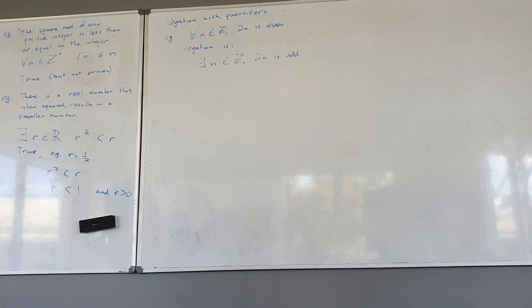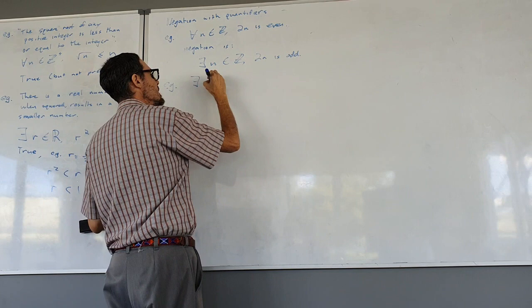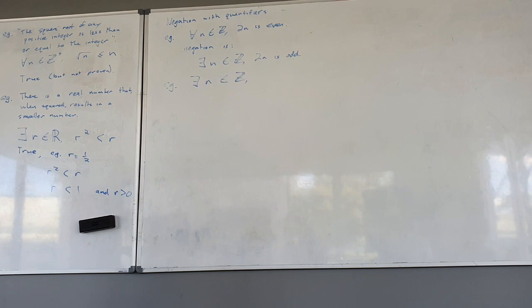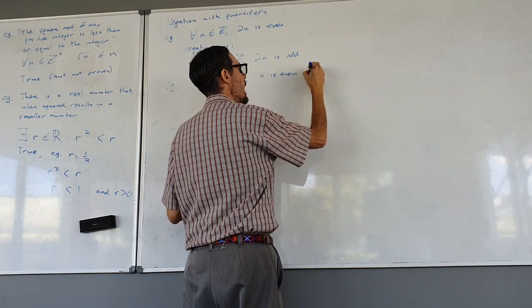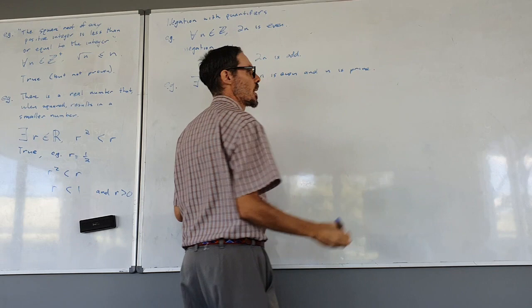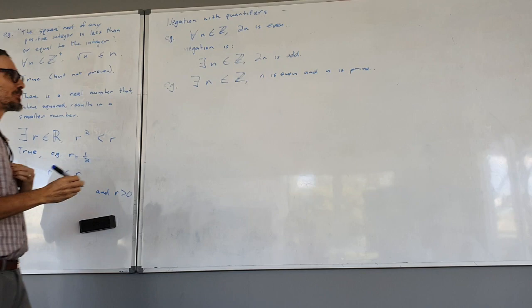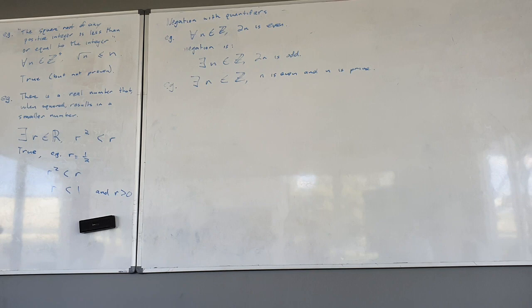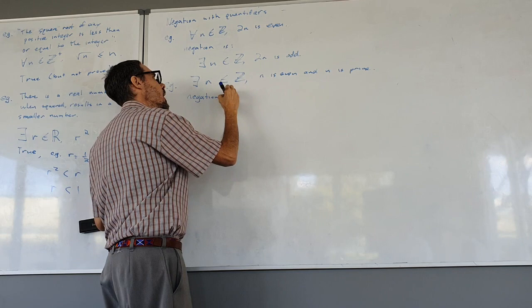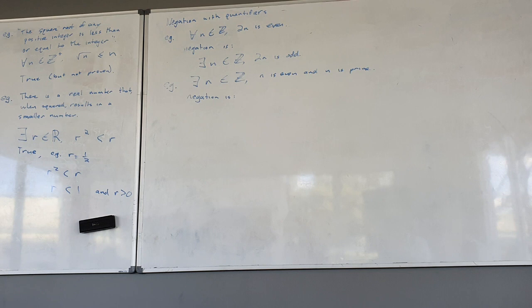Or there is an integer n such that n is even and n is prime. Do we remember what prime means? We did mention it earlier. What's the negation of that statement? Have a go. It's got an and in it as well. Change the quantifier, negate the statement.